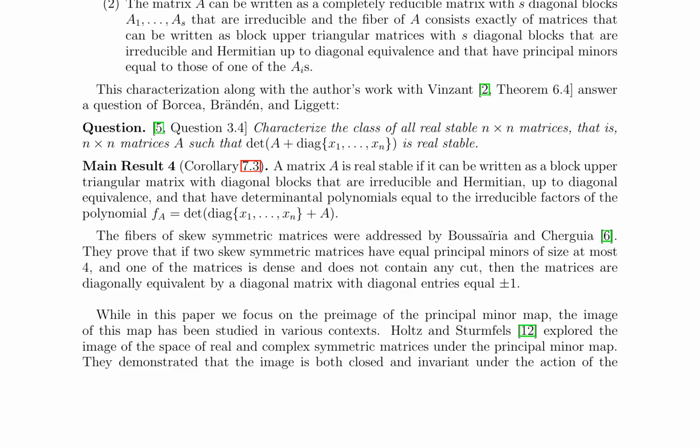Main result 3 provides a comprehensive understanding of the fiber of a Hermitian matrix, stating that it either consists of Hermitian irreducible matrices or can be expressed as a completely reducible matrix. The paper also addresses real stable matrices, defining them as matrices that can be written as block upper triangular matrices with diagonal blocks that are irreducible and Hermitian. Finally, it touches on the fibers of skew-symmetric matrices, mentioning that if two skew-symmetric matrices have equal principal minors of size at most 4 and one is dense without cuts, they are diagonally equivalent.